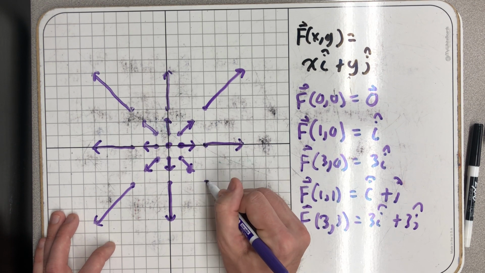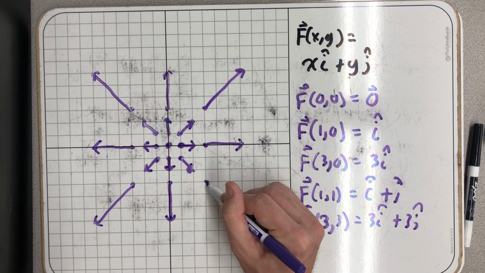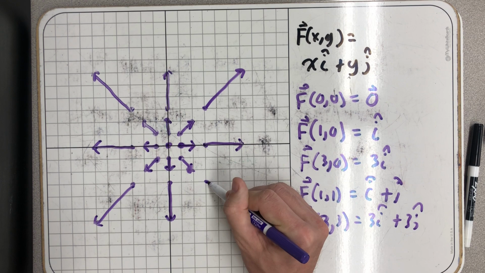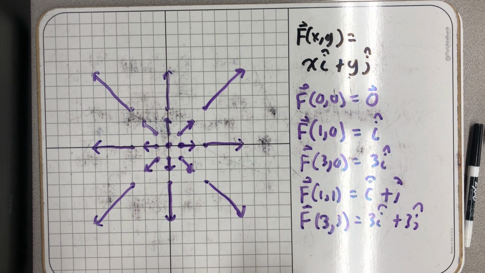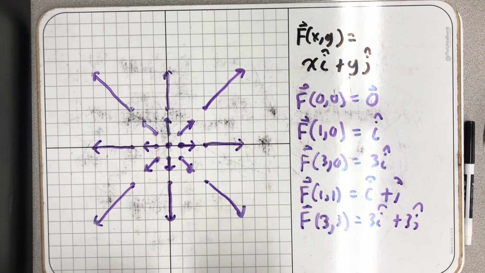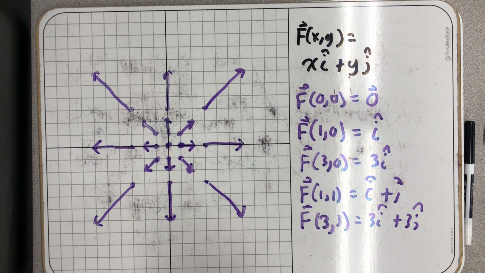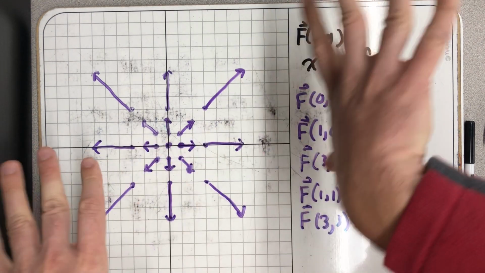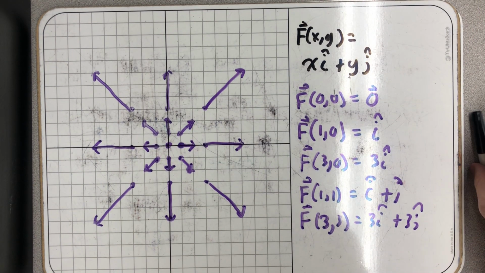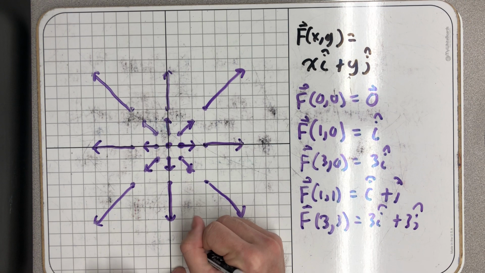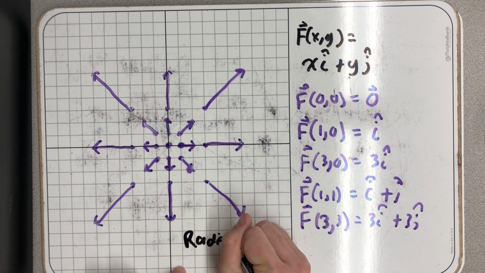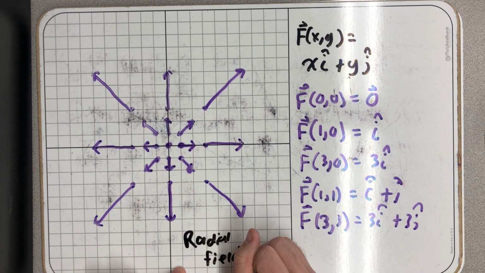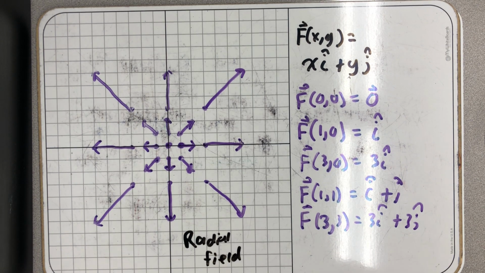And so looking at the vectors I've chosen to draw here, what I realize is that this is what I could call a radial field. If this was a velocity field, everything's moving away from the origin. If it was a vector field giving me a bunch of forces, everything's getting repelled from the origin. So that's a radial field.